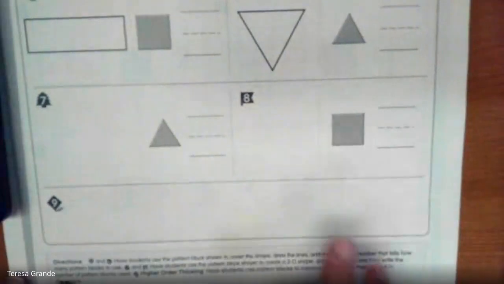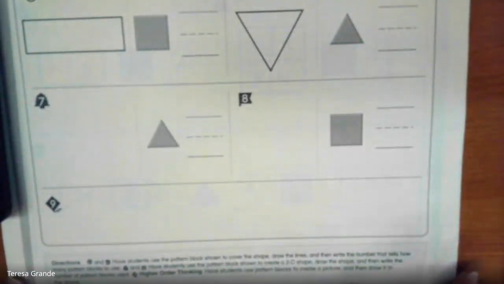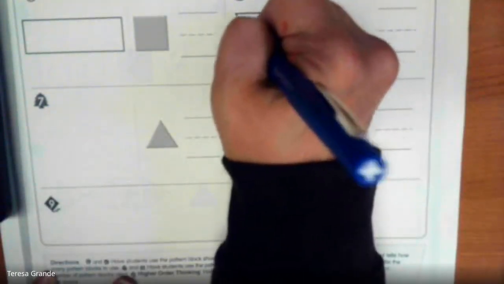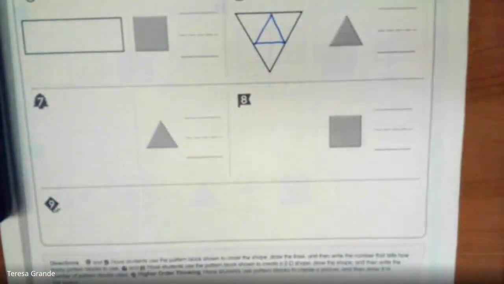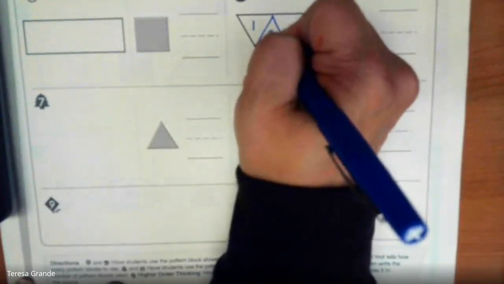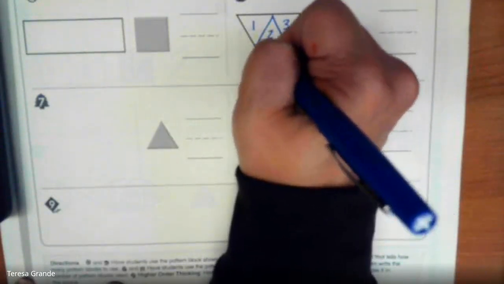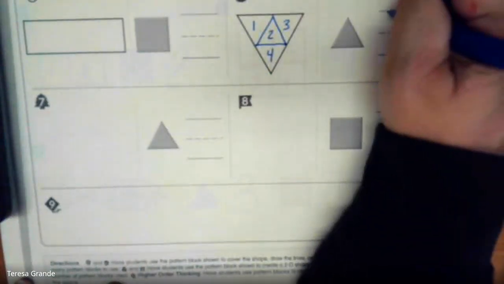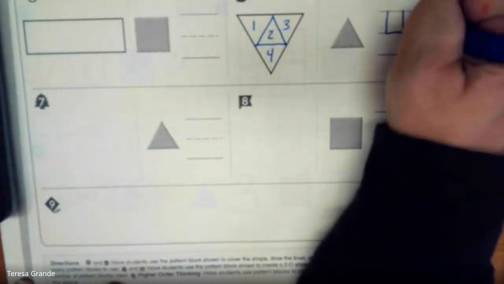Let's try another triangle over here for number 6, okay? If I draw a triangle here, how many triangles do I have now? Let's count them. 1, 2, 3, 4. I have 4 triangles. Let's write the number 4.